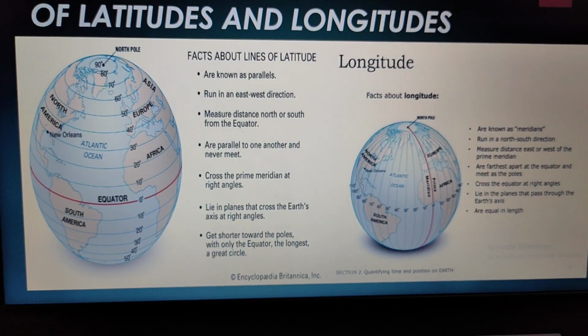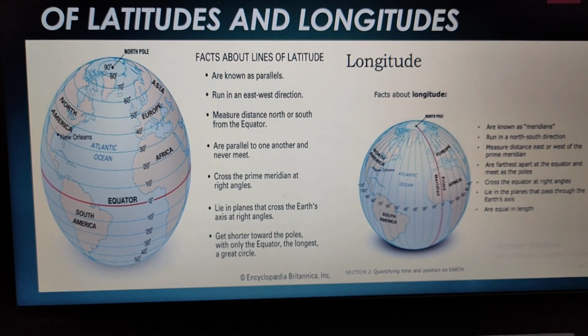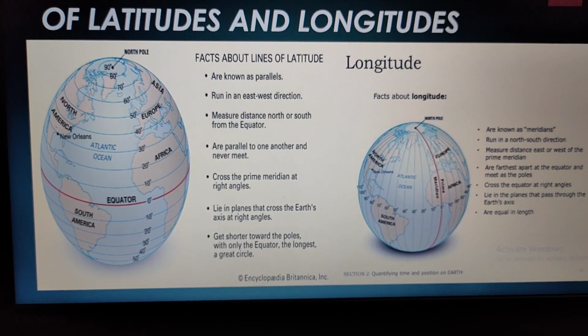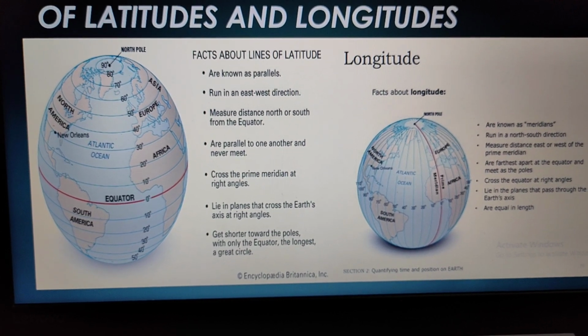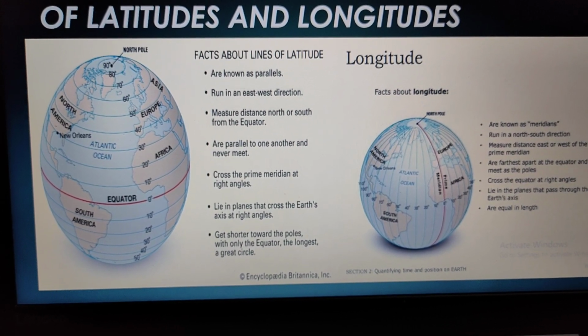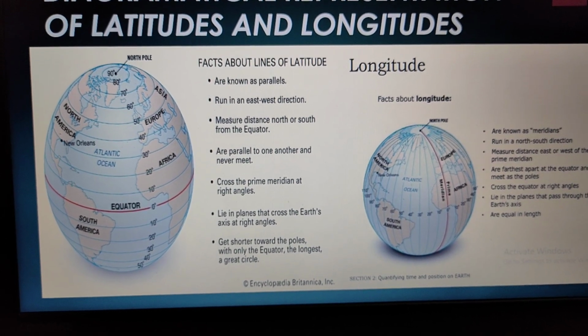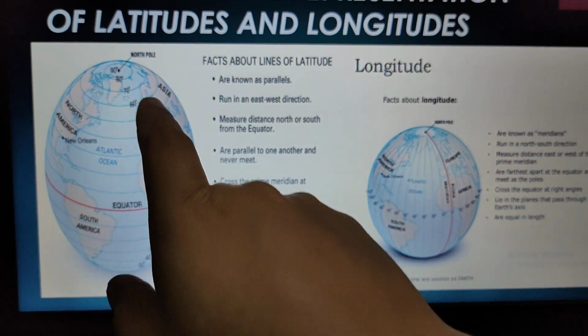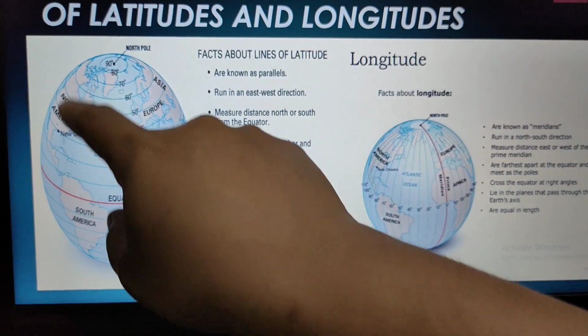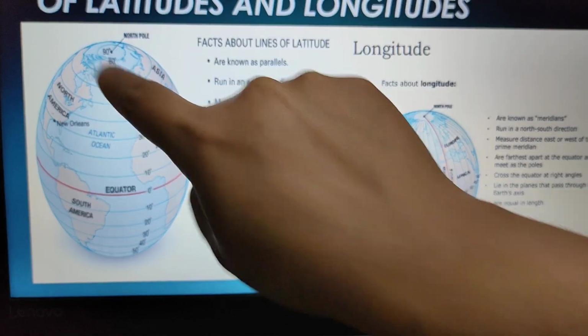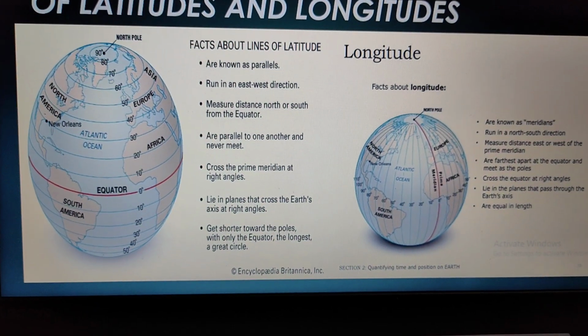Now, latitudes are parallel to one another and never meet. They cross the prime meridian at right angles, lie in planes that cross the Earth's axis at right angles, and they get shorter towards the pole, with only the equator the longest line. Why? Because you can see the circles are becoming smaller, right? So as they are moving towards the pole, they are getting shorter.